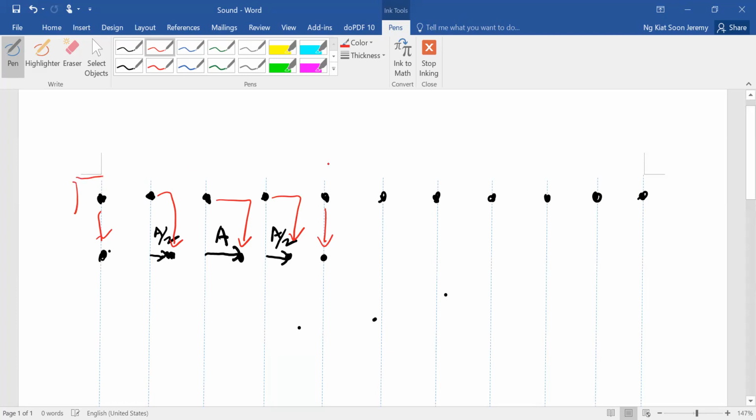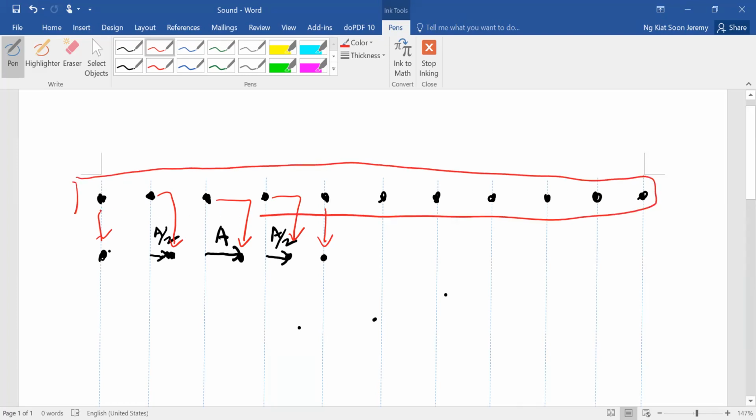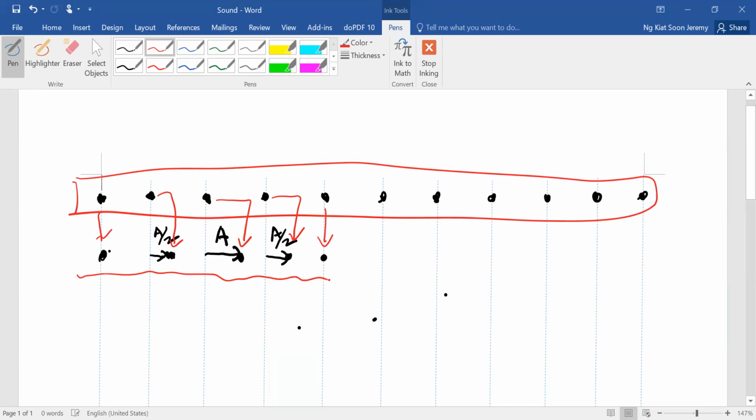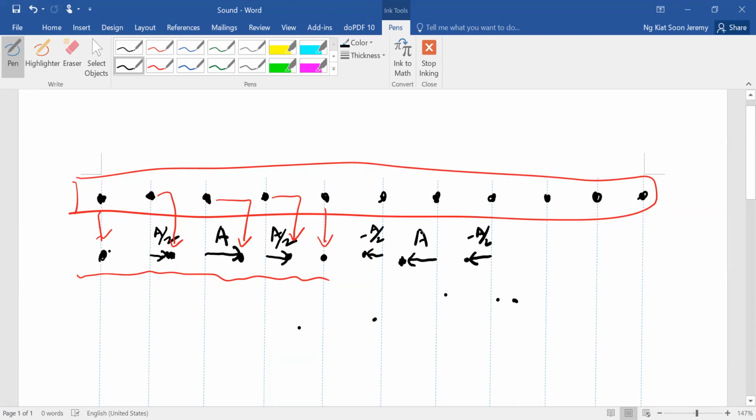So this is the original state of the particles, and when a sound wave passes through, this is the new state of the particles. Of course, I haven't finished drawing. If I carry on drawing, you should get something like that. Maybe I'll call this minus A/2. I'll call this minus A. And this, minus A/2. And again, rest. Now, again, this particle has moved to this position, and this position, and then stays at rest.